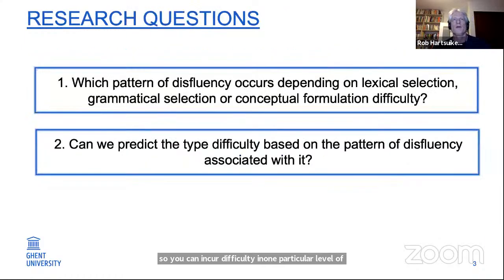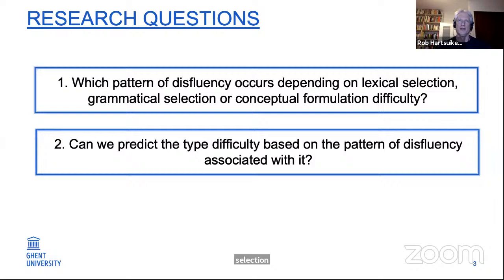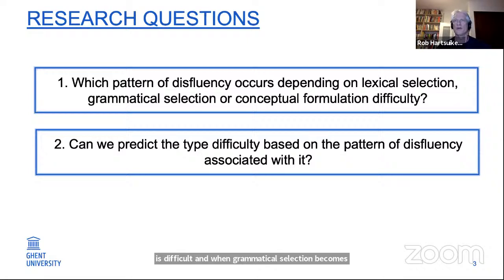So in this talk, we addressed 2 questions. On the one hand, we did 2 experiments to find out which disfluency patterns occur when lexical selection becomes difficult, when grammatical selection becomes difficult, and when conceptual formulation becomes a problem. And mind you, with grammatical selection, I mean the selection of function words, in particular, the selection of Dutch determiners that are marked for gender.